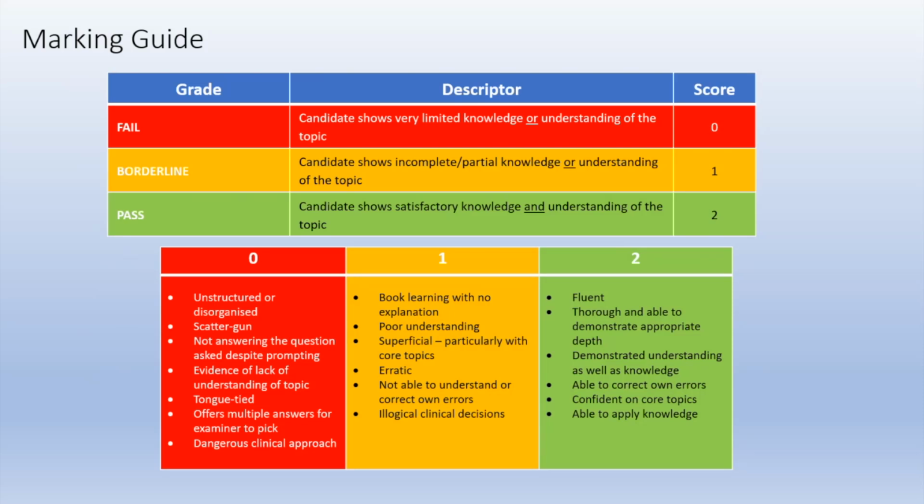Those candidates who are amazing and fly through with good knowledge and understanding, this is the green box, are usually very fluent. They show adequate depth of knowledge. If you push them, it means they can explain what they're talking about. If they make a mistake, they might make a mistake. So it's not about being perfect. It's about self-correcting if you've made a mistake. And they can actually work things out.